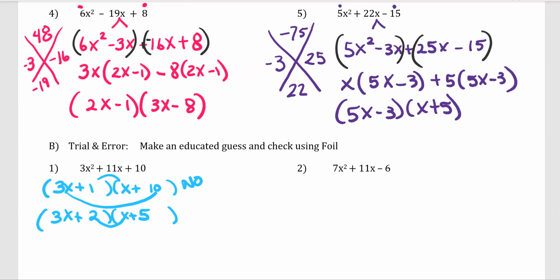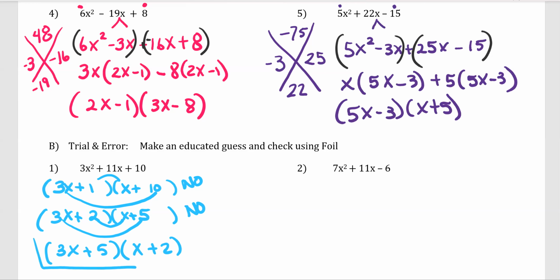The middle term would be 2x and 15x. So that's 17x. So that one doesn't work. So we can try 3x. This time, let's switch the 2 and the 5. Check the middle term. We have 10x plus 6x. So we get 11x. And so that's the answer.